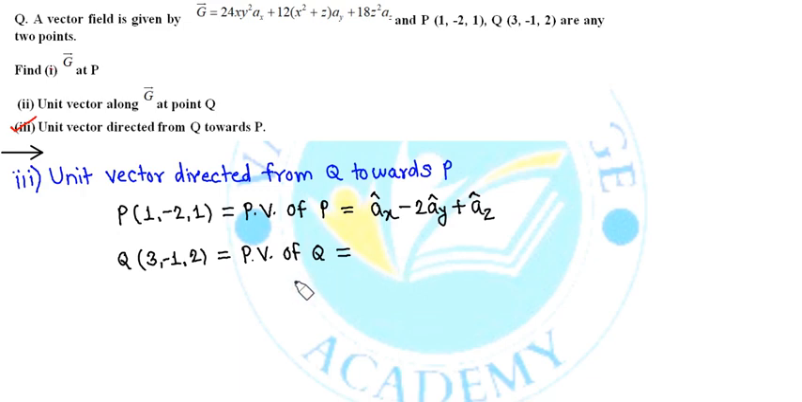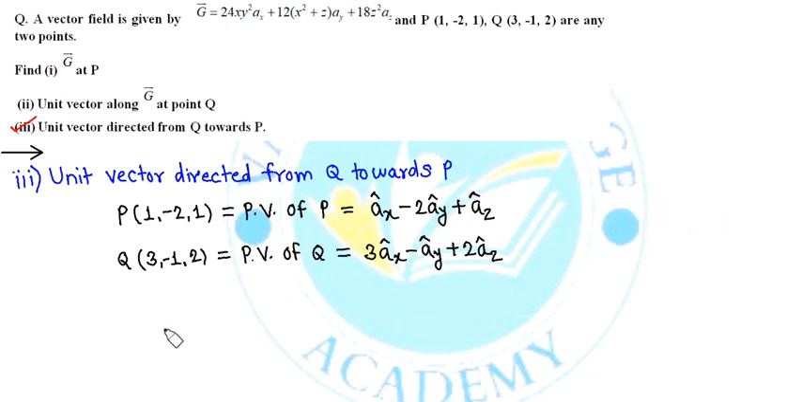Now what will be the position vector of point Q? In similar fashion, we can write that to be 3ax cap minus ay cap plus 2 az cap. So these are the two position vectors that we have.